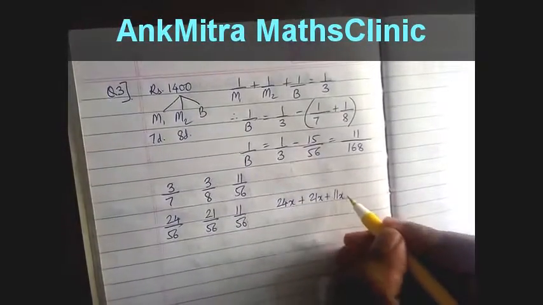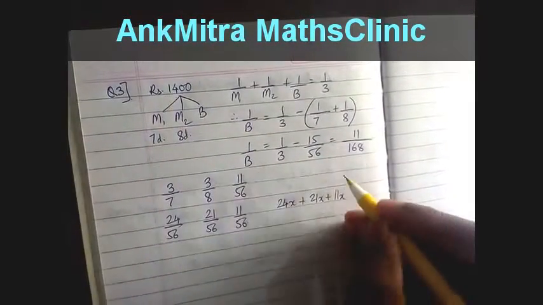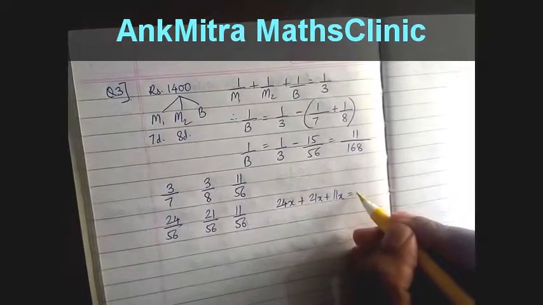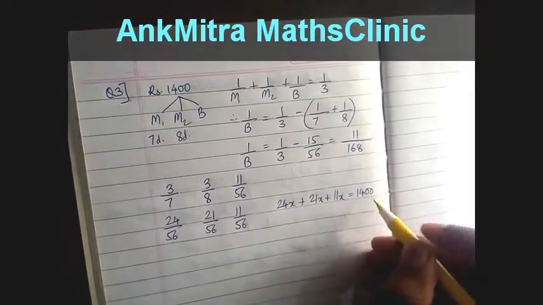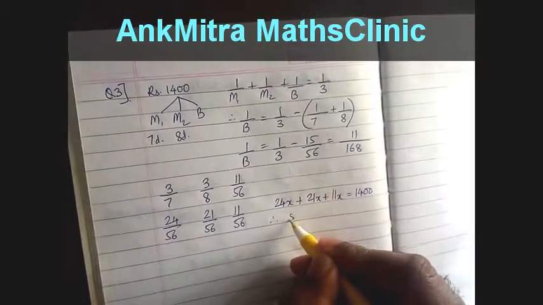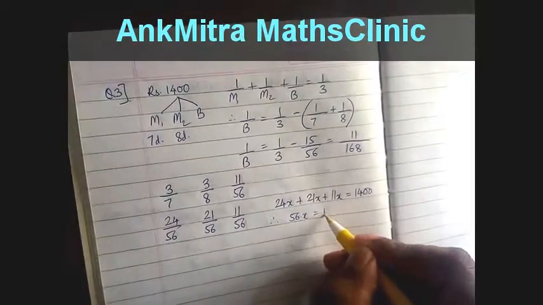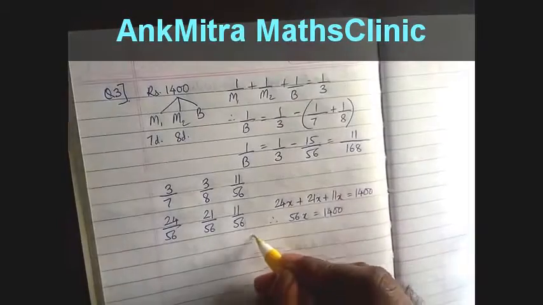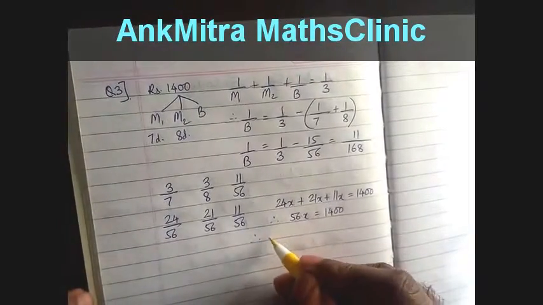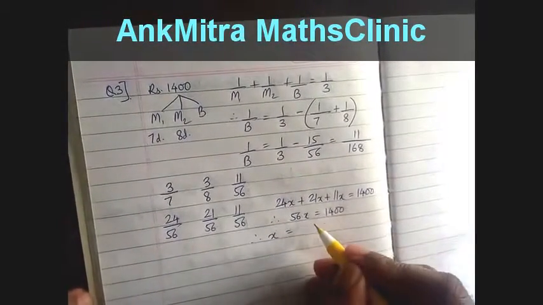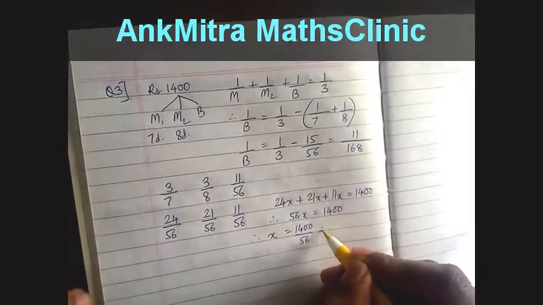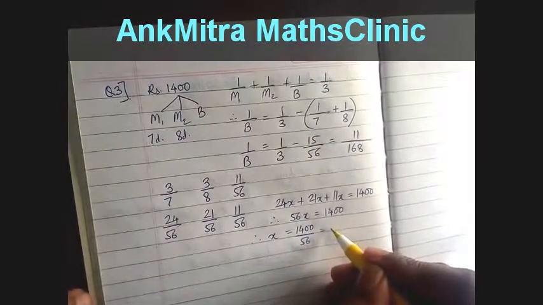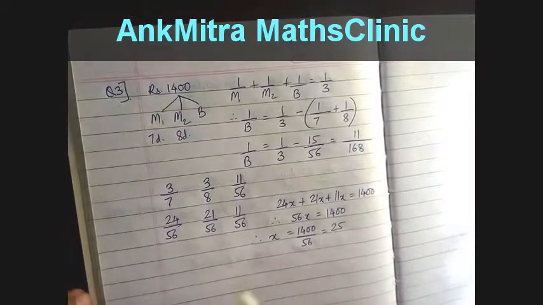So the total amount that we are supposed to divide amongst the three is rupees 1400. So therefore the addition of these three is 1400. Therefore 56x is equal to 1400. Therefore we get the value of x as 1400 divided by 56, which comes to 25.